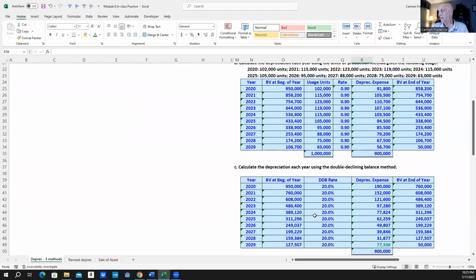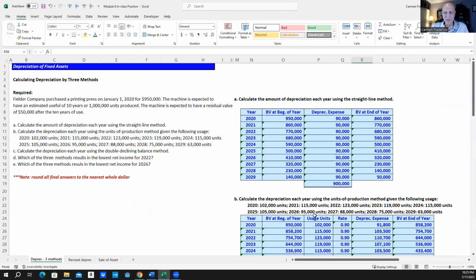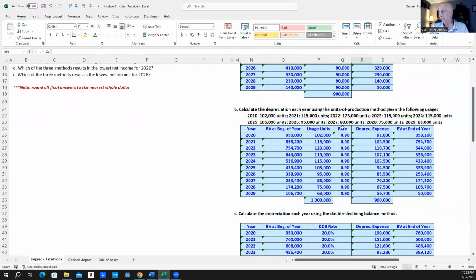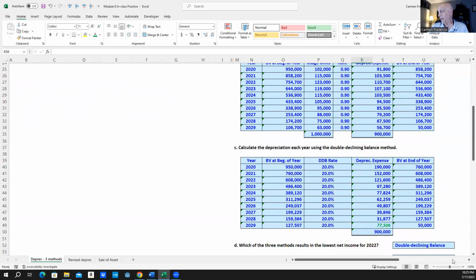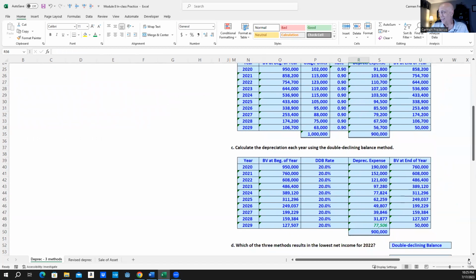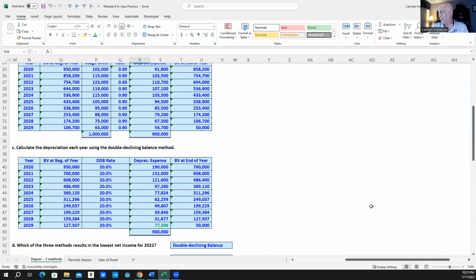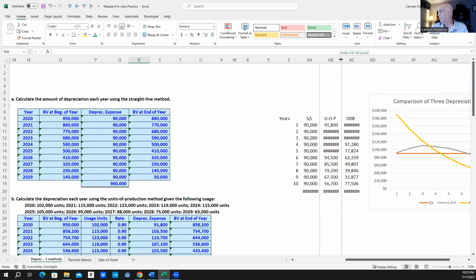Okay? So that's how you calculate the three methods of depreciation: straight line, units of activity or production, and double declining balance. I put a graph over here. You can see graphically what it looks like. Let's go over here and take a look at it.